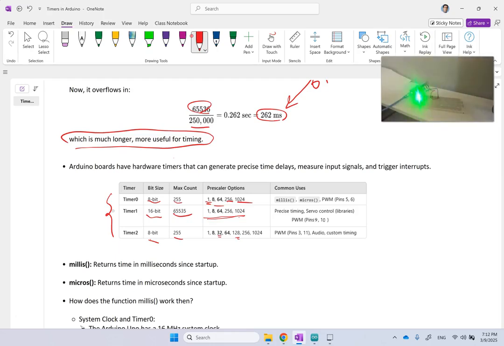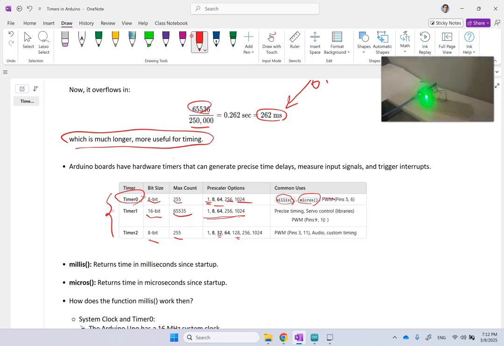Some of them have more bits, so it takes them more time to overflow. Some of them have more prescaler factors. Okay, and what are their applications? Timer 0 is the default timer in Arduino. The functions millis and micros, I told you about millis, but we're going to see more of that today. These 2 essential functions are using this built-in timer 0.